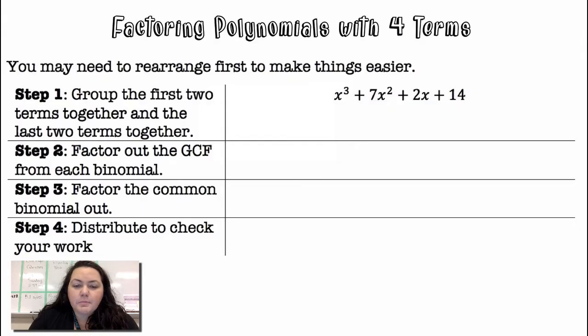All right, factoring polynomials with four terms. You may need to rearrange them to make things a little bit easier. Typically, they'll already be set up where you want them, but sometimes you won't be able to pull out a greatest common factor the way that they're arranged, so you might want to just flip-flop the orders around a little bit. All right, so first, you're going to group the first two terms together and the last two terms together.